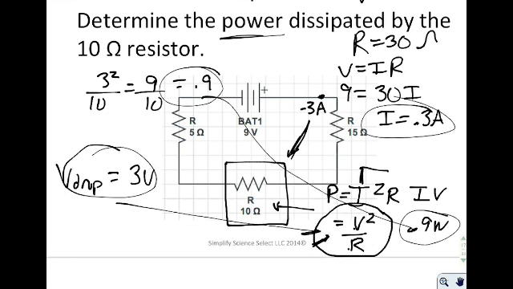Any of these three equations will work whenever you're trying to find the power dissipated. It's best that you use the one for the particular situation that works for you.